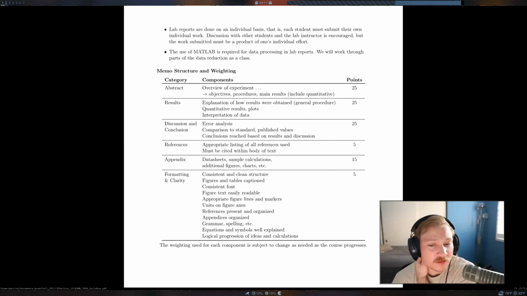Okay, so the use of MATLAB, it's required. I require it for this class. I don't want you to freak out or anything, because I know if I was told when I took this lab that I had to use MATLAB, I would be kind of freaking out a bit. I did not know MATLAB well at all back then. But we're going to be doing a lot of the data processing together as a class.